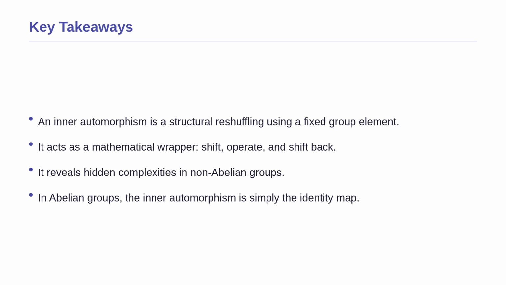Let us summarize what we have learned today. An inner automorphism is a structural reshuffling of a group created by conjugating every element with a fixed element from that same group. It acts as a mathematical wrapper that temporarily shifts the perspective, applies the operation, and shifts back. By studying these mappings, we can deeply understand the internal symmetry of a system, revealing the hidden complexities of non-abelian groups while confirming the rigid simplicity of abelian ones. You now have a solid understanding of inner automorphisms.